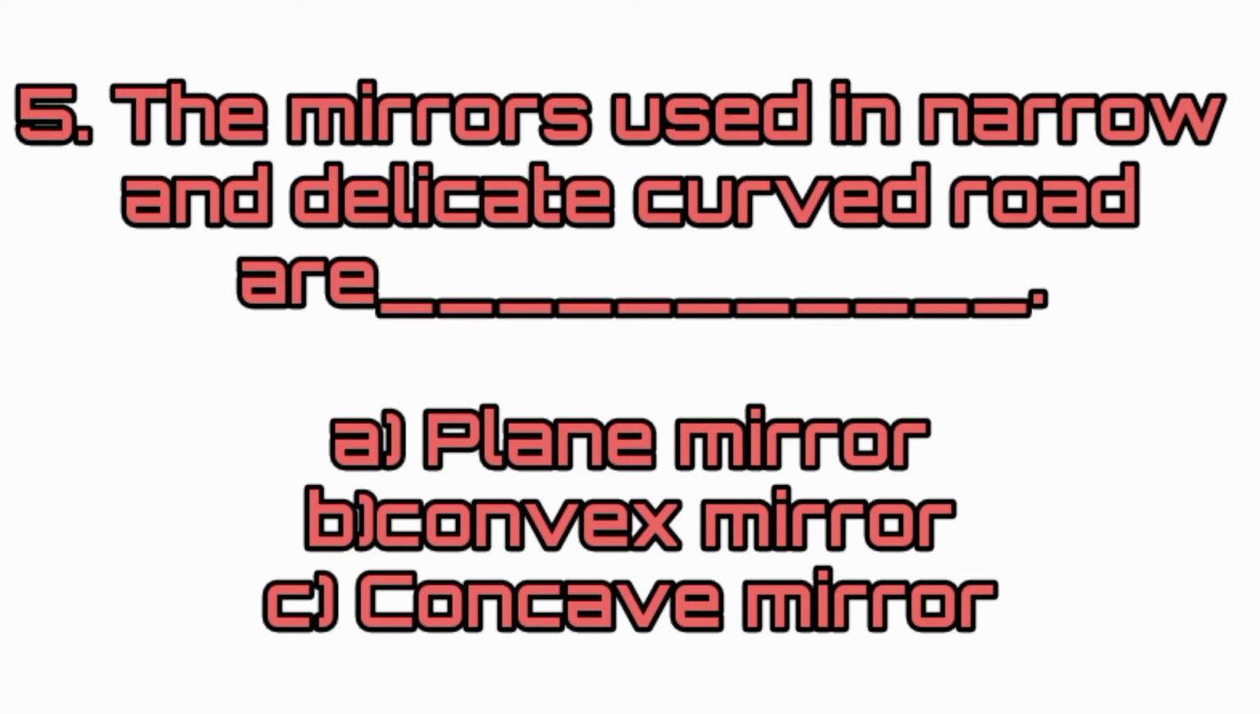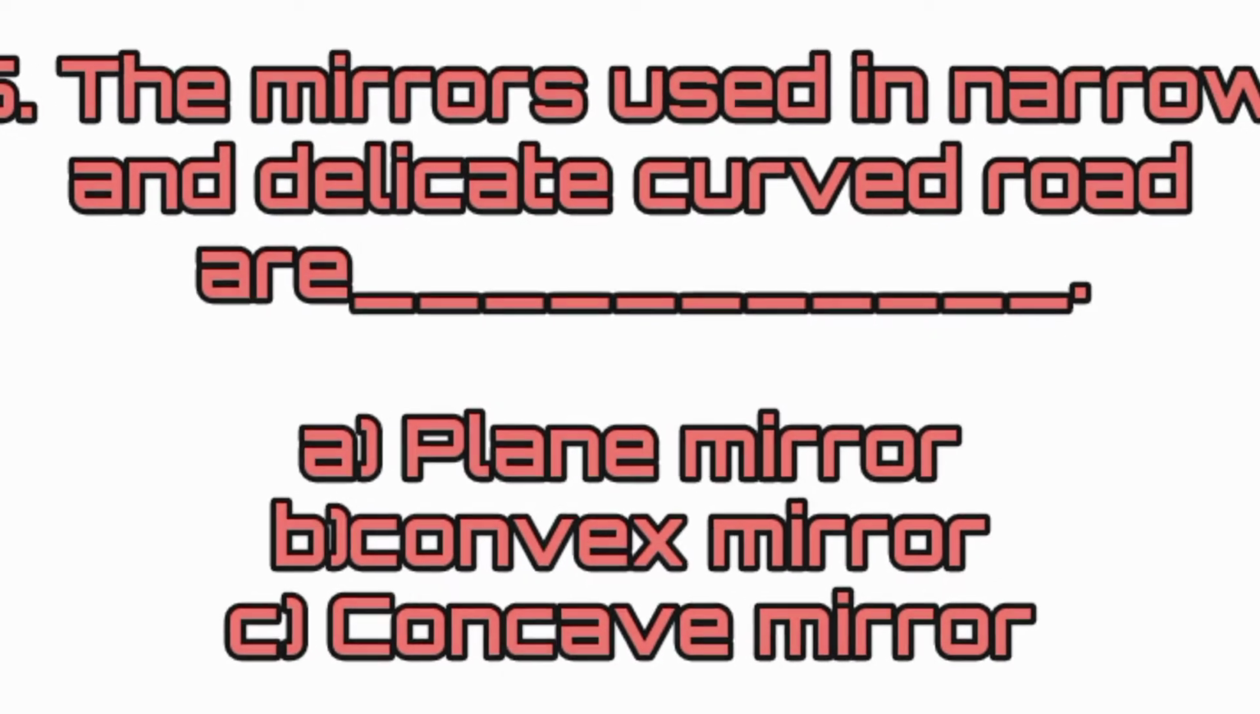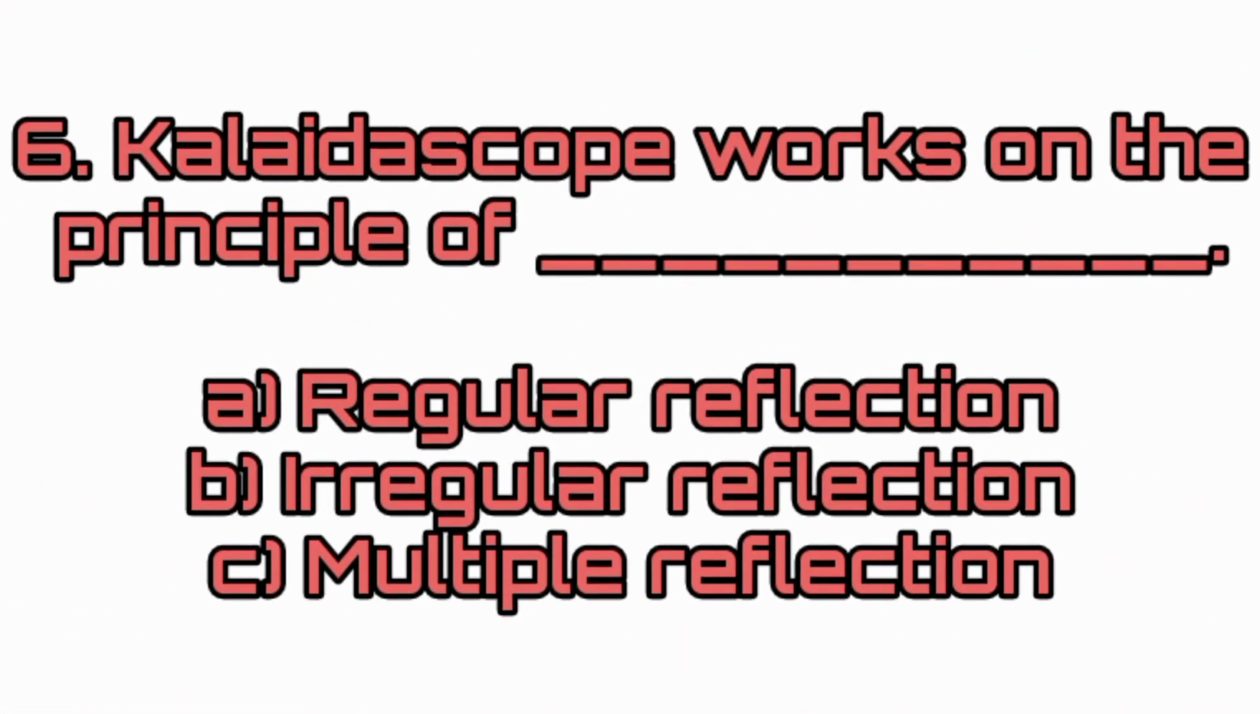Question number 5. The mirrors used in narrow and delicate curved roads are dash. Answer option B, convex mirror. Question number 6. Kaleidoscope works on the principle of dash. Answer option C, multiple reflection.